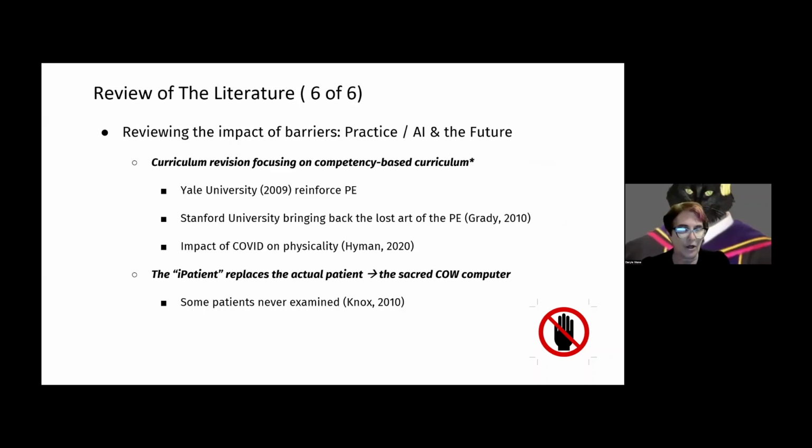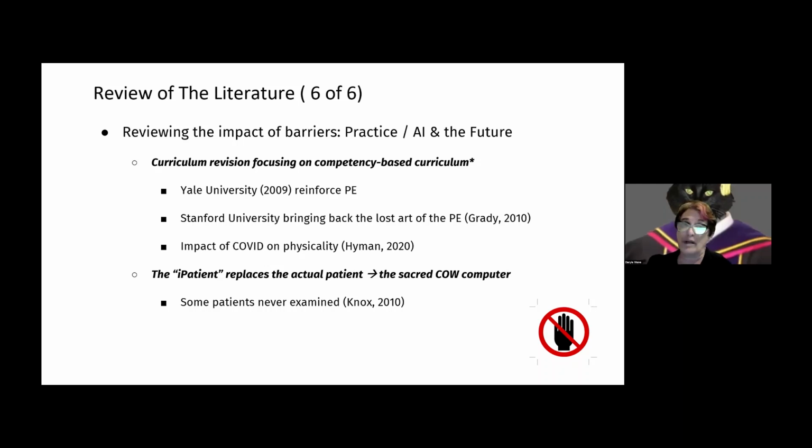And lastly, looking at curriculum revision and competency-based curriculum. Really interesting, Yale University in 2002 did a survey of their graduates. And believe it or not, the graduates revealed that many of them had never been observed while they took a patient history and performed a physical exam. And a lot of them felt ill-equipped, specifically in the physical focused exam. Really, really interesting. And if you look at it, in 2009, after that survey they did in 2002, they reinforced the physical exam.